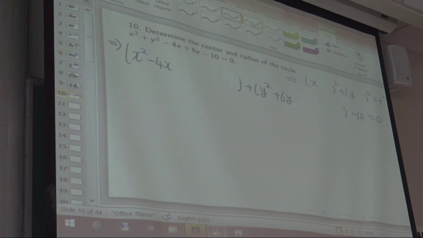Now we do some algebra. We need some constant here to make the complete square. That constant is: take this number, which is negative 4, divide by 2, and square that. Negative 4 over 2 is negative 2. Negative 2 squared is 4. Now we add 4. So to keep the same equality, we subtract the same number, 4. Well, explain that one more time.